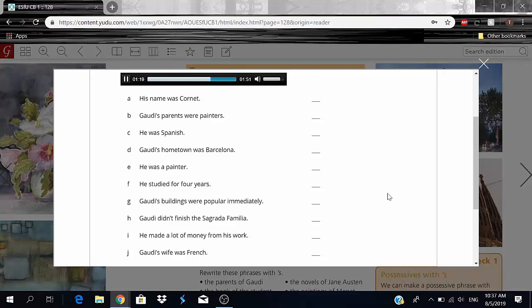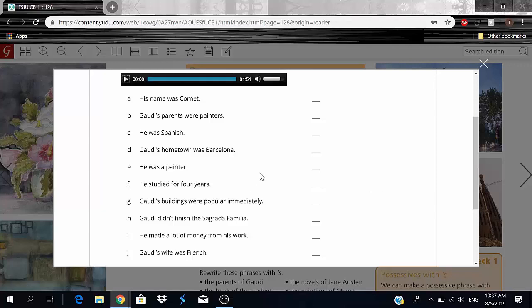In 1884, he started work on a church, the Sagrada Familia. He worked for 43 years on the church. He didn't finish it. Gaudi designed a lot of beautiful buildings in Barcelona, but he didn't make much money. He was poor all his life. He did not marry. Gaudi lived alone in his church for the last years of his life. A tram hit him in a Barcelona street in 1926. He died 3 days later.